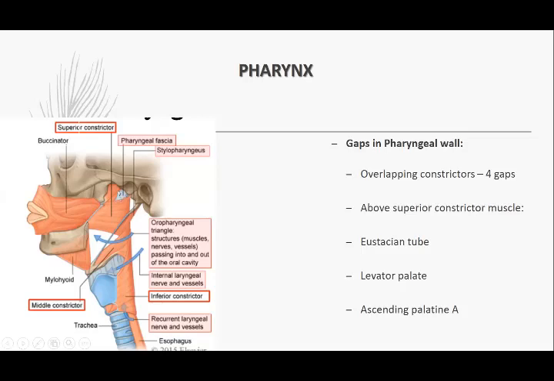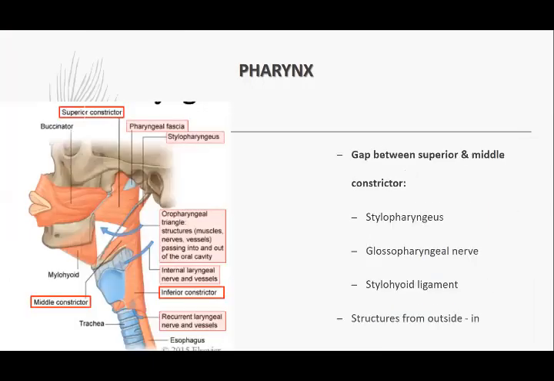ये आपकी किताब में इसी तरह ही दिया हुआ है. Then you have this gap between the superior constrictor and the middle constrictor. ये superior constrictor है, इसका lower border है. ये middle constrictor है, ये इसका upper border है. Between the superior constrictor and the middle constrictor, you have a muscle which is stylopharyngeus muscle going from outside to the inside. You have the ninth cranial nerve, which is the glossopharyngeal nerve, plus you have a ligament, stylohyoid ligament. Achha.